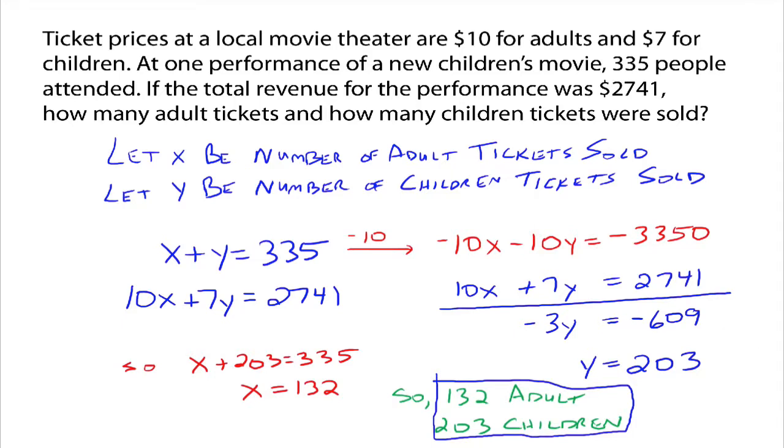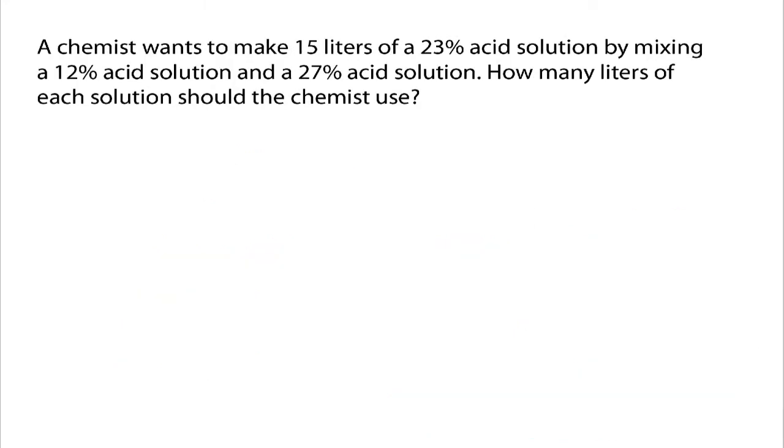All right, let's do one more. We have a chemist who would like to make 15 liters of a 23% acid solution by mixing a 12% acid solution and a 27% acid solution. So how many liters of each solution should the chemist use?